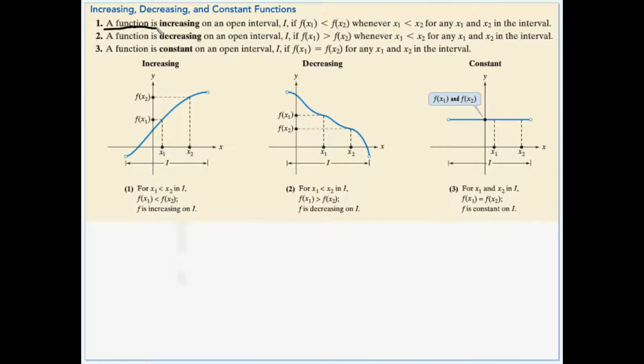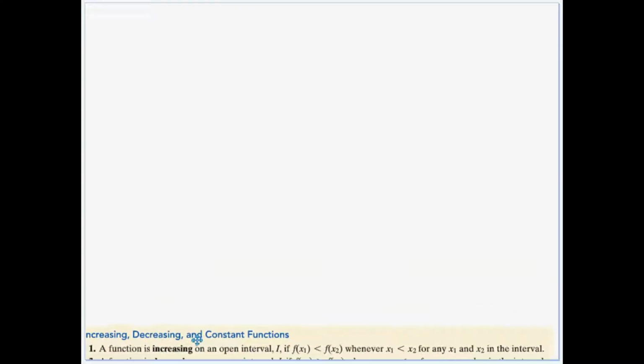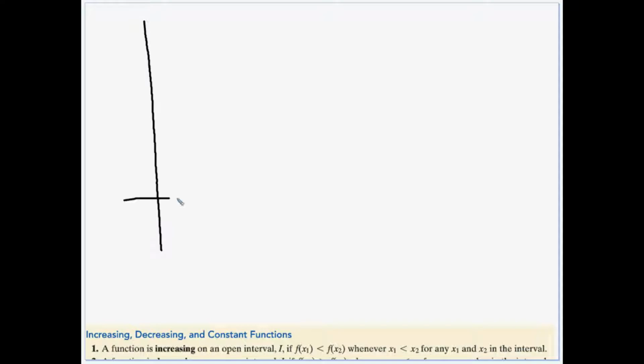So here, if you read it, it's pretty confusing. A function is increasing on an open interval I if f of x sub 1 is less than f of x sub 2 whenever x1 is less than x2 for any x sub 1 and x sub 2 in the interval. Kind of confusing. But here, I'm going to get this graph out of the way and just sort of make this from scratch, just how to attack these mathematical definitions. Here's an x and a y-axis. And let's start looking at some stuff in this definition.